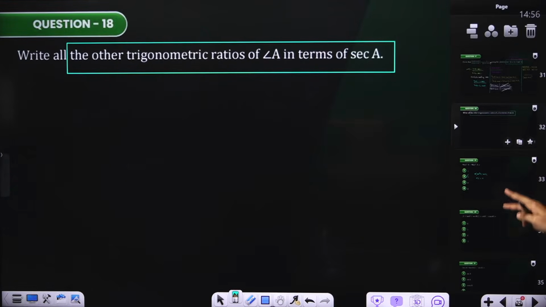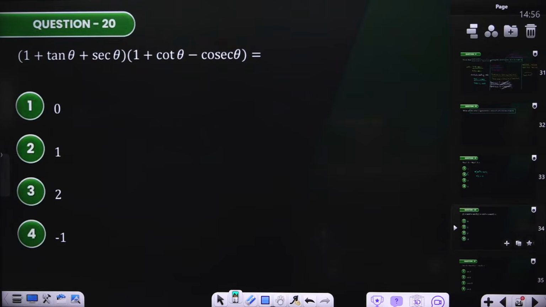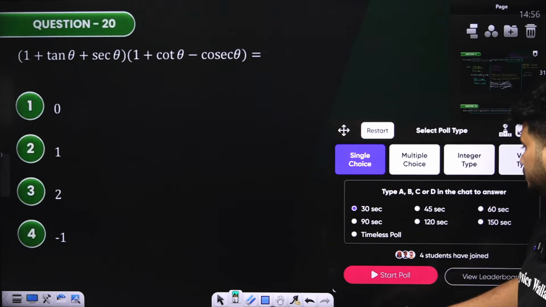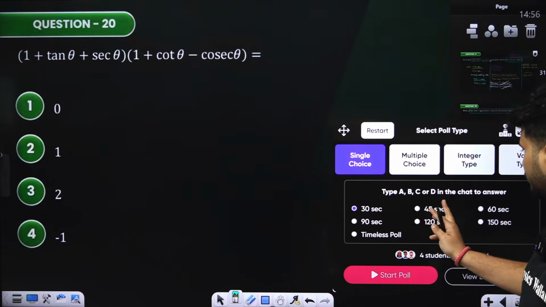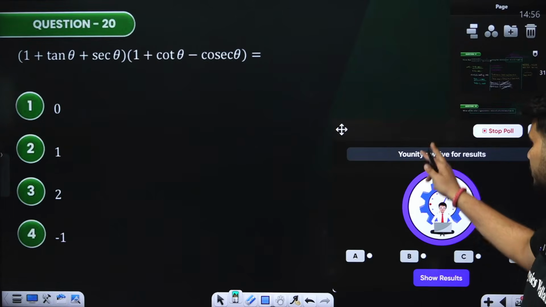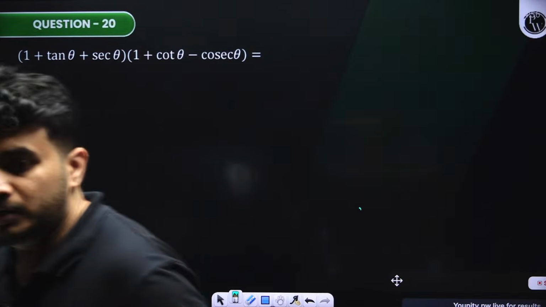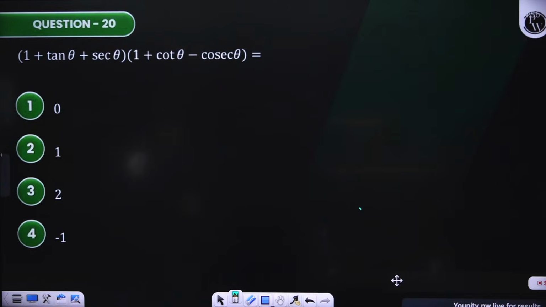Yes, this I have already done. Next, the value of 1 plus tan theta secant theta, into 1 plus cot theta minus cosecant theta, is. Can you do this? I am giving 45 seconds, do it. 1 plus tan theta secant theta, into 1 plus cot theta minus cosecant theta. Do it fast without any mistake.